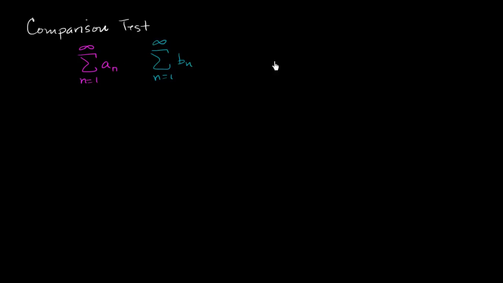And we know some things about these series. The first thing we know is that all of the terms in these series are non-negative. So a sub n and b sub n are greater than or equal to 0, which tells us that these are either going to diverge to positive infinity, or they're going to converge to some finite value. They're not going to oscillate because you're not going to have negative values here. You can't go to negative infinity because you don't have negative values here.